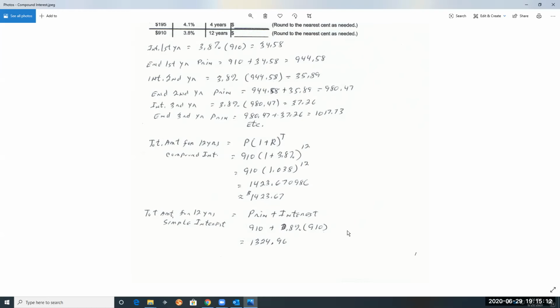I did make a mistake on this. Checking my work, the calculation down here is correct. I did leave off the 12. It should be 3.8% times 910 times 12, which would be the simple interest over 12 years added to the principal, so the total amount would be $1324.96.